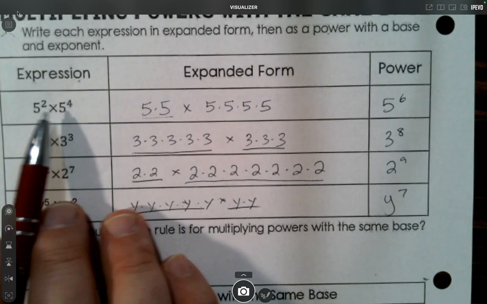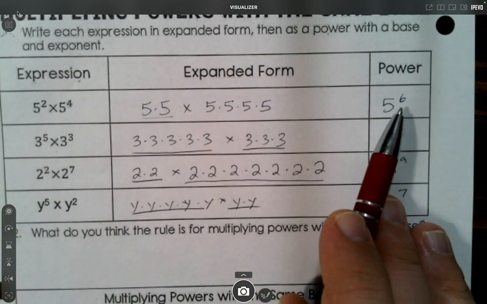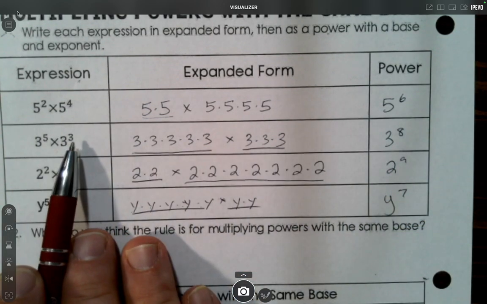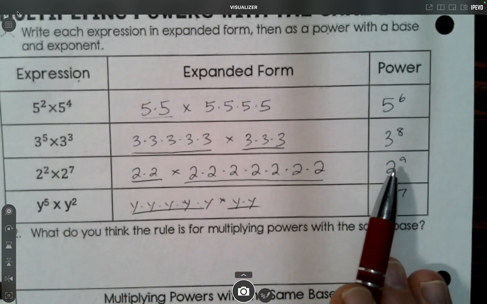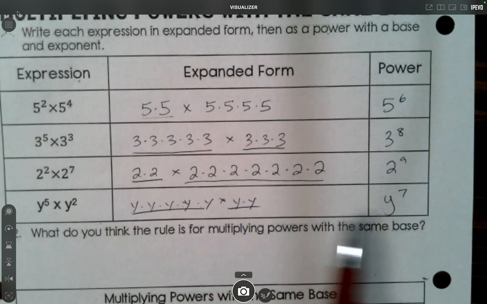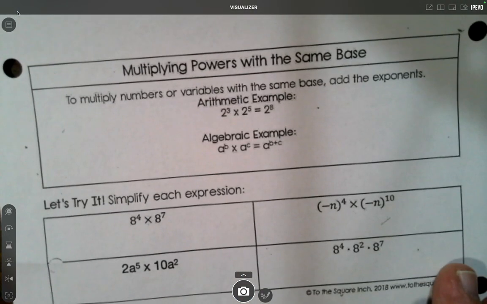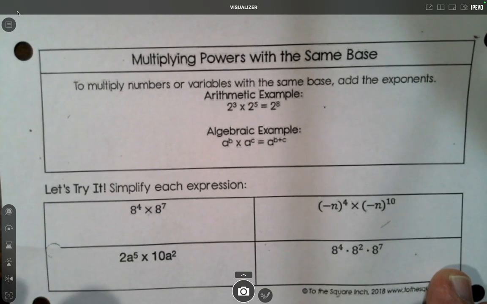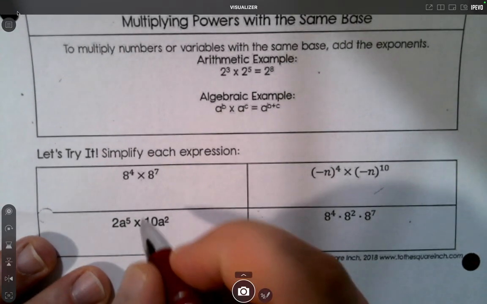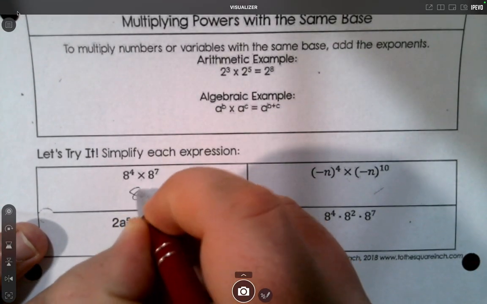So up here you can see 2 plus 4 gave us 6. 5 plus 3 gave us 8. 2 plus 7 gave us 9. 5 plus 2 equals 7. So once you have that in your memory, these go a lot more quickly. So 8 to the 4th times 8 to the 7th, we just say, well, 4 plus 7, that's 8 to the 11th.